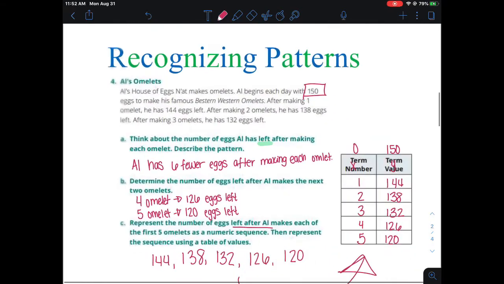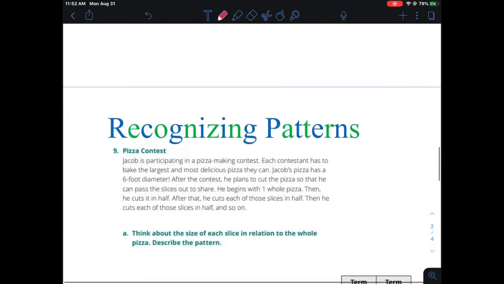All right, then the third one, which is actually number 9, our pizza contest. Jacob is participating in a pizza making contest. Each contestant has to bake the largest and most delicious pizza they can. Jacob's pizza has a 6-foot diameter. After the contest, he plans to cut the pizza so that he can pass the slices out to share. He begins with 1 whole pizza, then he cuts it in half, and after that, he cuts those into halves, and then into halves, and then into more halves, and so on and so forth.